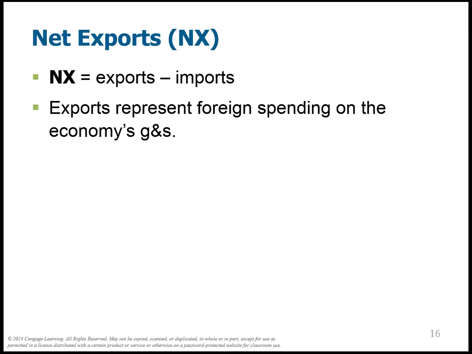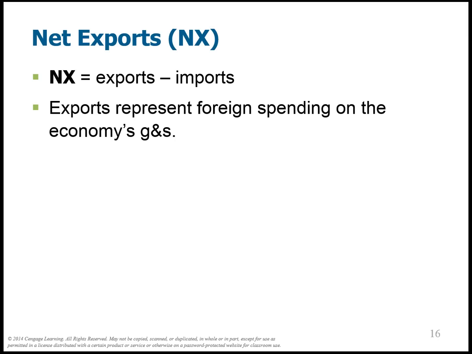Okay, why do we add in exports but subtract off imports? Because exports is foreign spending on the economy's goods and services. So if I'm trying to figure out how many total goods and services are produced in the country, and I only look at what people here in this country buy, I'm going to miss if we shipped any goods overseas to another country. I'm going to miss counting those. So I have to add those back in.